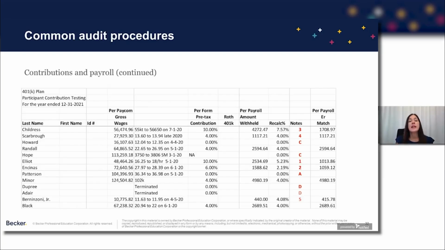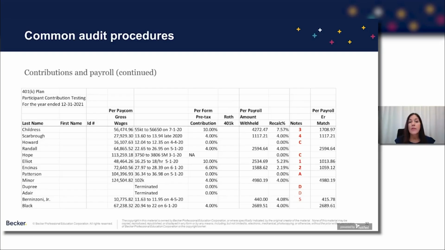Because this is an area where the participant wanted 10% withheld. Why wasn't 10% withheld? Well, because they changed their deferral during the year. And that's generally where a lot of those differences come into play. But this is also where you would identify, well, if they wanted 10% withheld, but it didn't recalculate and they didn't change their deferral percentage, is it possibly a problem then with that definition of compensation?